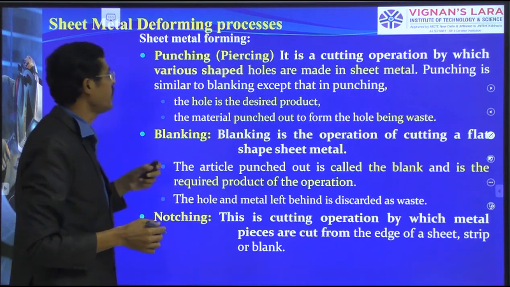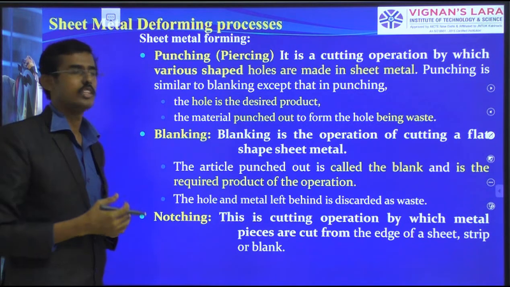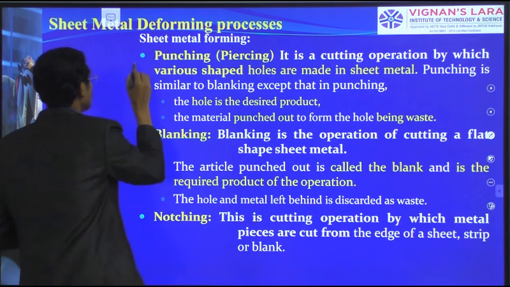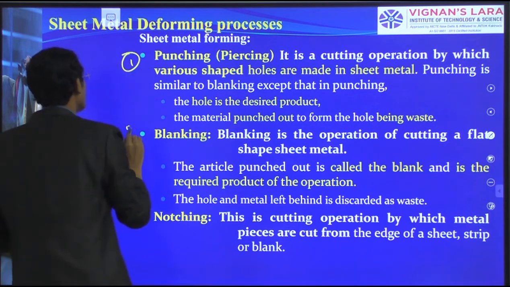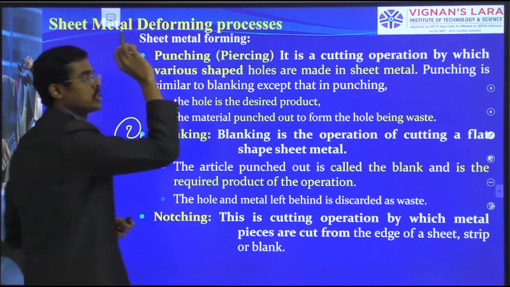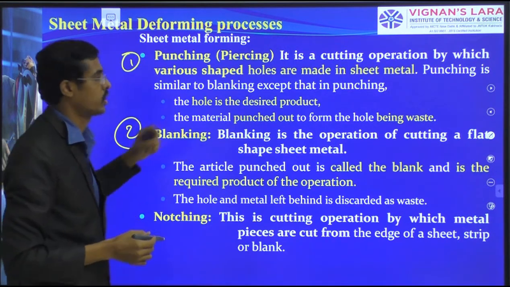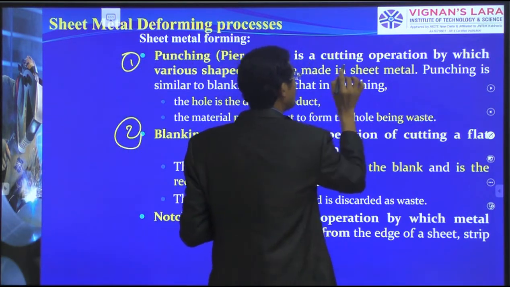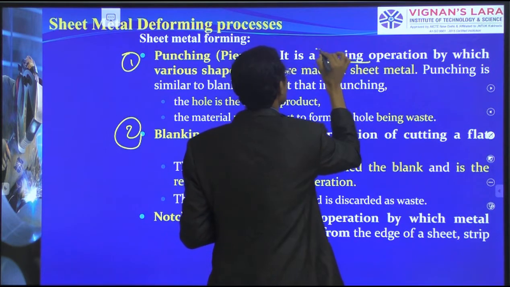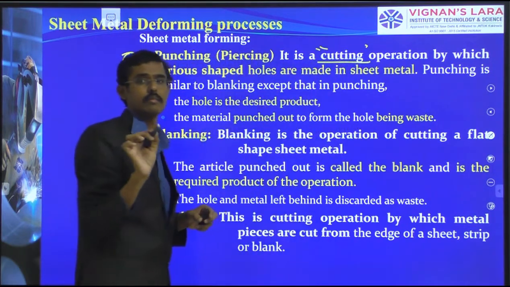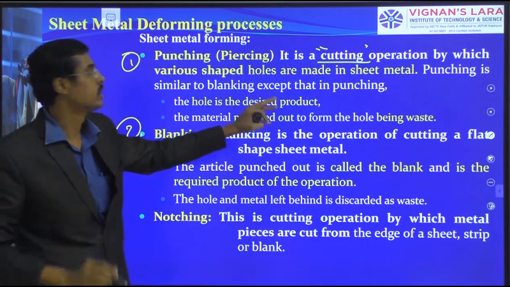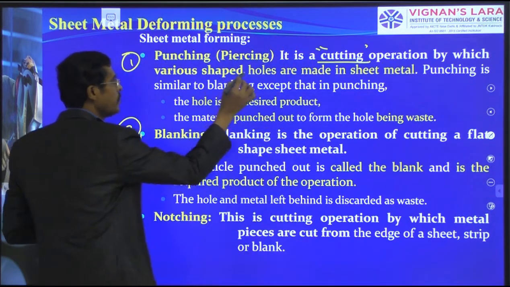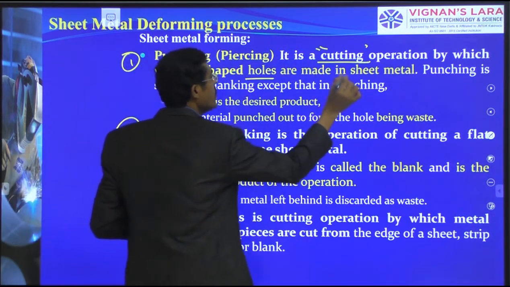So I want to define the various operations. This is number 1, and number 2, blanking and piercing operations. The first important topic is punching, which is a cutting operation. Yes, that we know. Now we are under the topic of shearing. A cutting operation by which various shaped holes are made in a sheet metal.